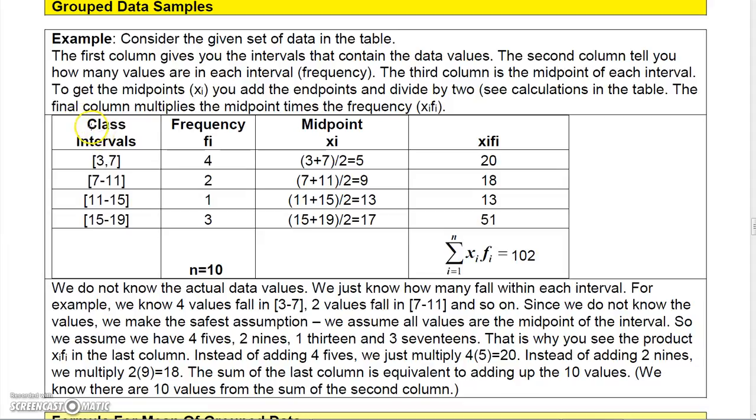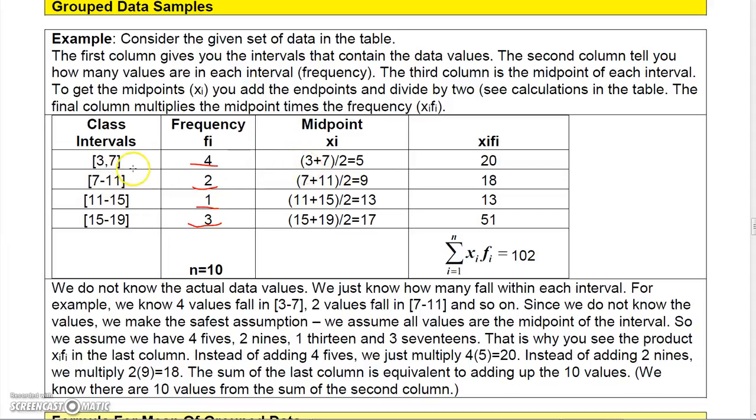We might have class intervals, say for instance 3 to 7, 7 to 11, 11 to 15, and 15 to 19, and also the frequency. So in other words, this means you have 4 values that fall in this range, 2 values in this range, 1 value in this range, and 3 values in this range. Now since I don't know what those values are, what I'm going to do is just find the midpoint.